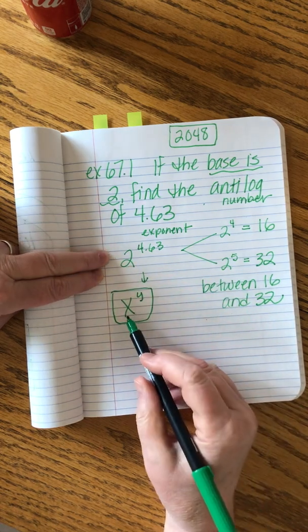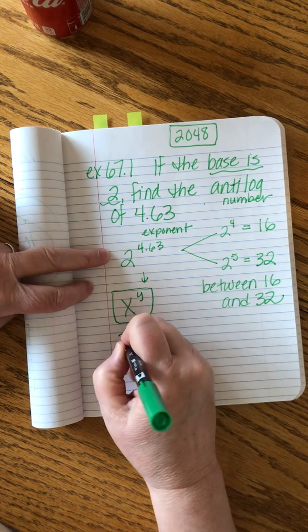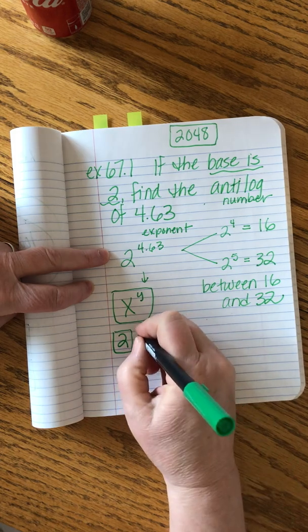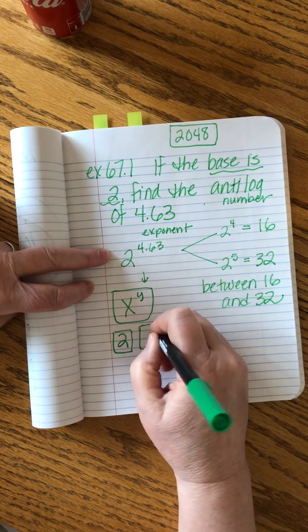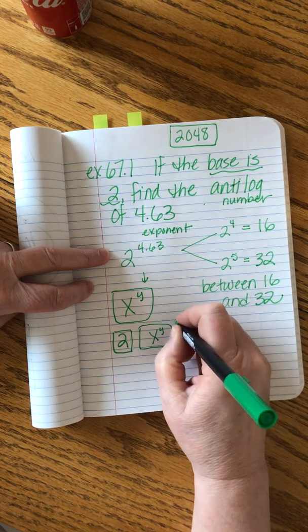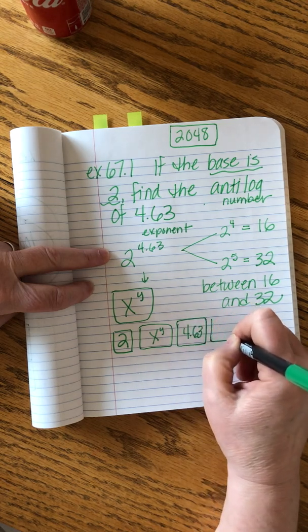So the way it works is that you enter your X value, so we would enter a 2, right, because that's our base. And then we would hit this button, X to the Y, and then we enter our third number, 4.63, and then I believe we tap equals.